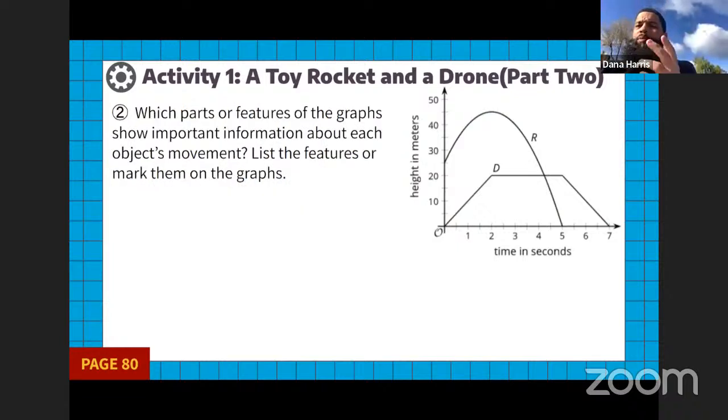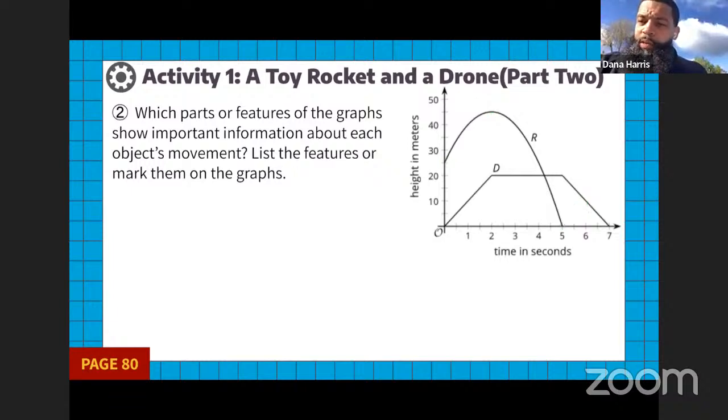It says, what parts or features of the graph show important information about the object's movement? So for example, let's go back with the green for the rocket. This maximum point was an important part, okay? So that maximum point was important. Also, this vertical intercept on the y-axis tells us how high the rocket actually was when it was launched. And then we have this minimum point, right, where the rocket hits the ground. Those are 3 key pieces of this rocket's path, okay?